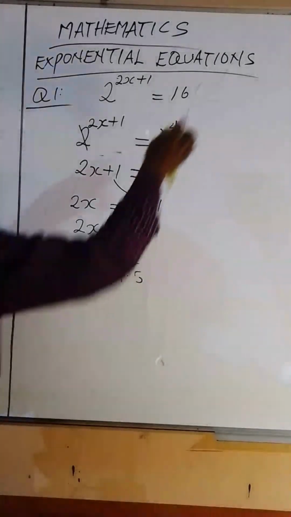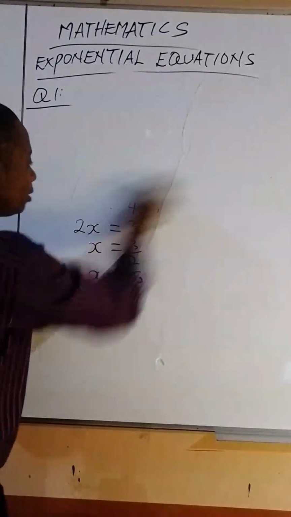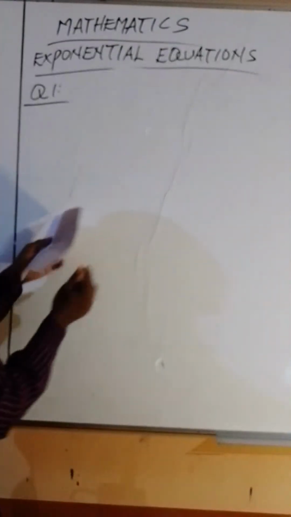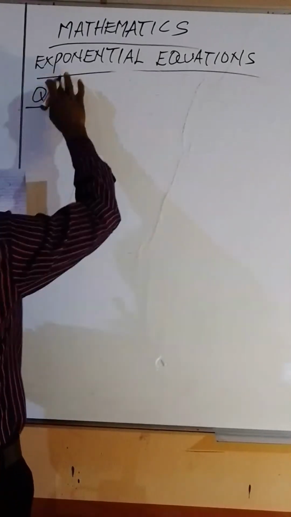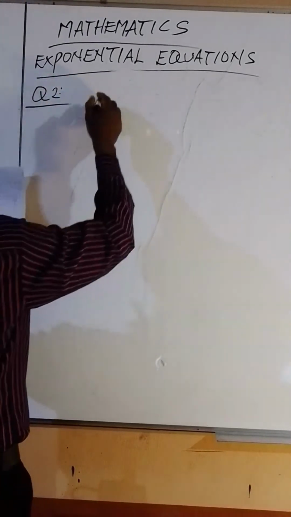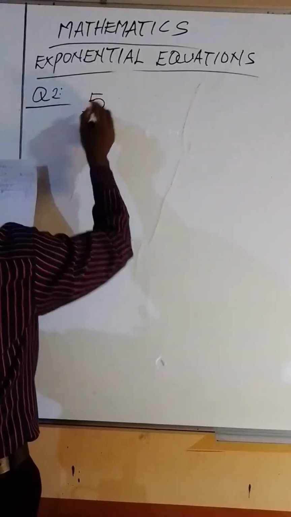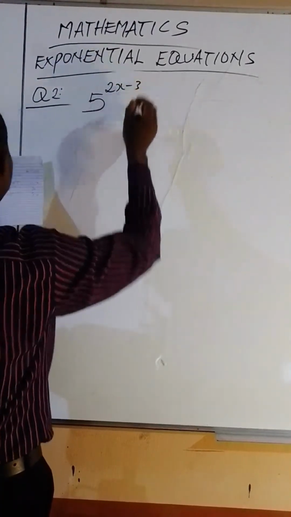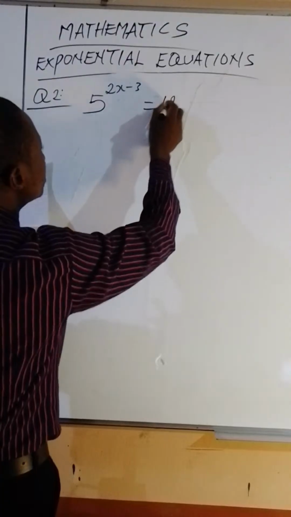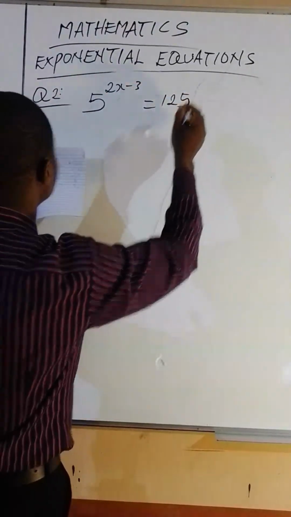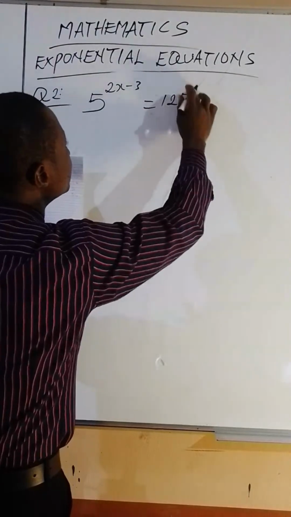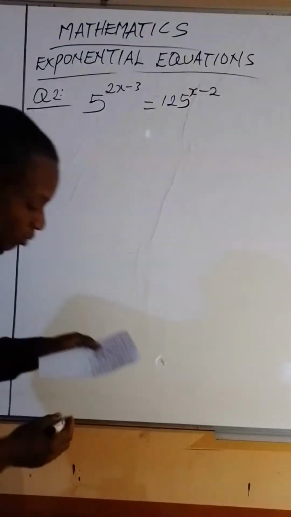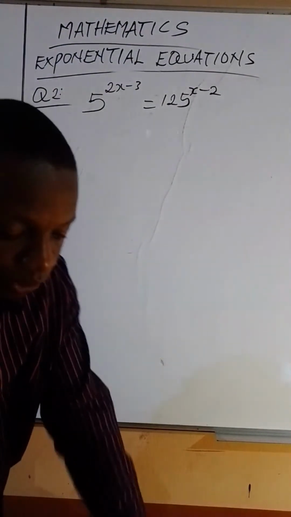So let's solve the second question for today's early morning breakfast mathematics show. Question number 2 is 5 raised to the power 2x minus 3 equals 125 raised to the power x minus 2. So this is the second question for today's show.